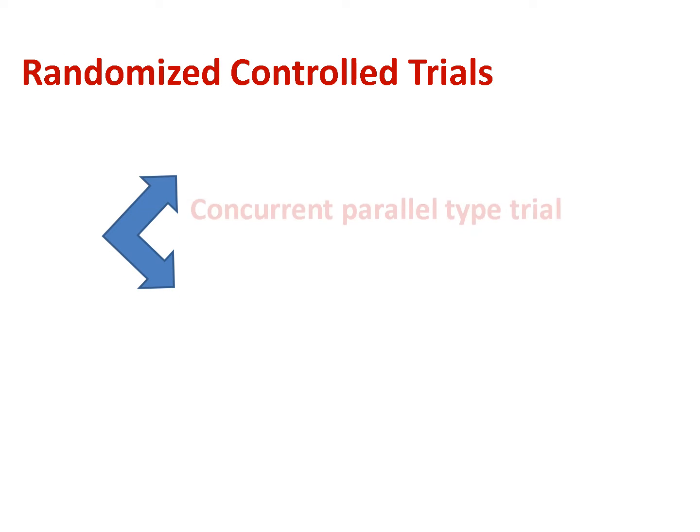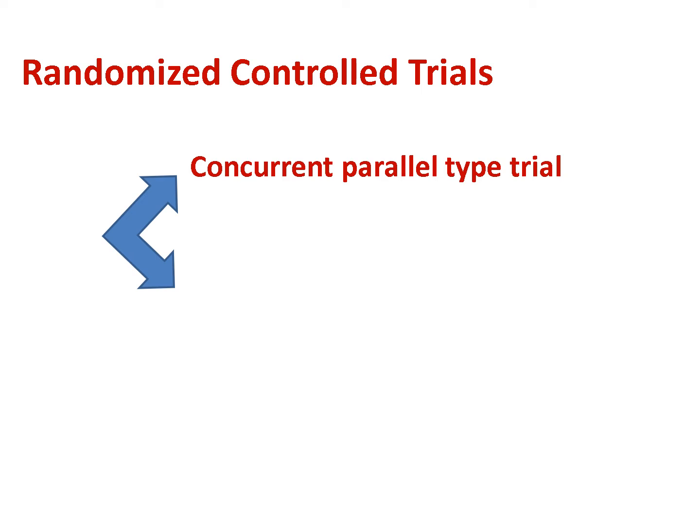Now we can go through another classification. Randomized controlled trials can be classified as concurrent parallel type trial or crossover type clinical trial. Now we will see what a concurrent parallel type clinical trial is and what a crossover type clinical trial is.